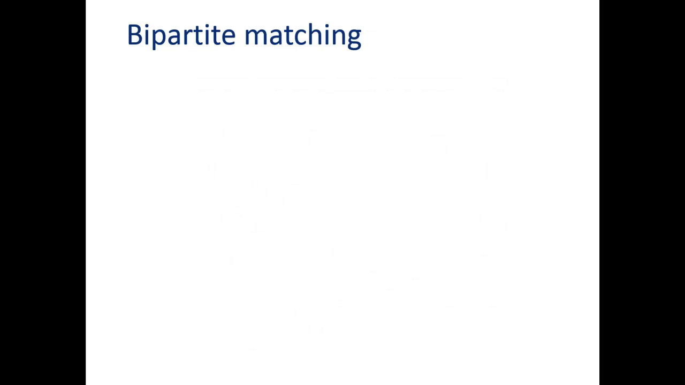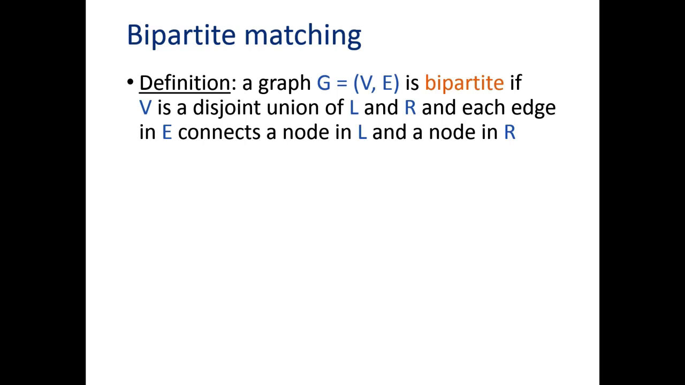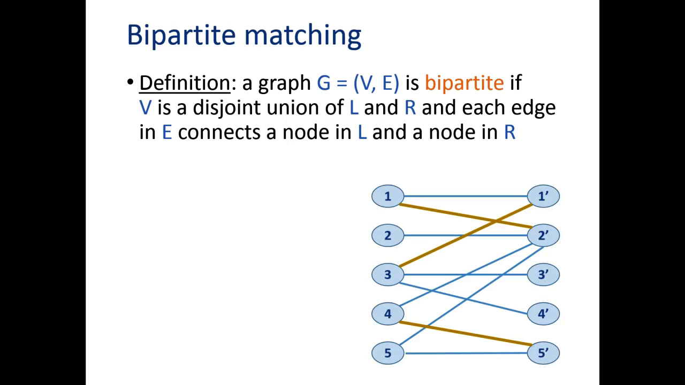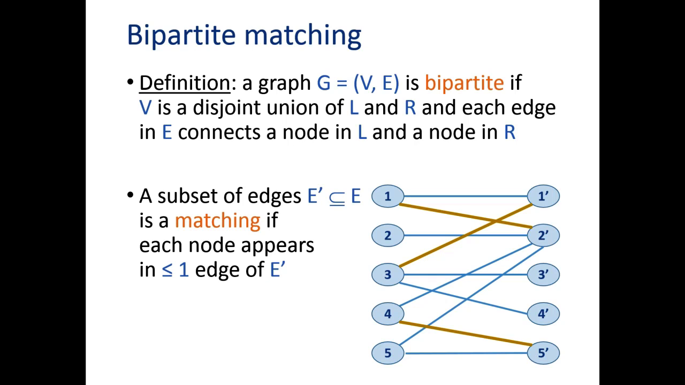One very obvious application is bipartite matching. Okay, what's bipartite matching? Well, you probably remember the definition of a bipartite graph. A graph is bipartite if it's the disjoint union of two parts, and each edge goes between the parts. So that would be an example of a bipartite graph with parts 1 to 5 and 1 prime to 5 prime. The highlighted edges, the orange ones in this picture, form a matching.